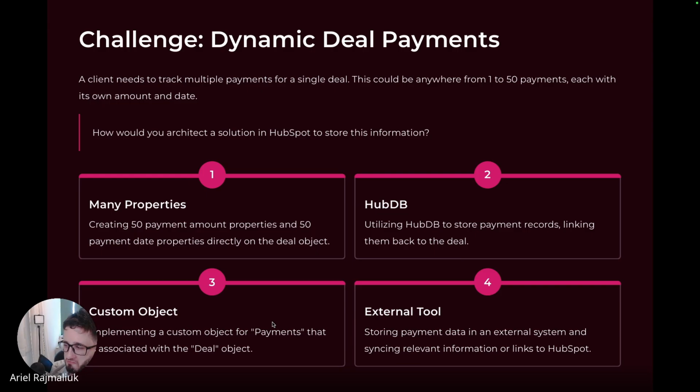Do you just create, oops, sorry, can we go back? Do you just create 50 properties that say payment one, payment two, payment three, up to 50? What if they are 51? And you also need to create payment one date, payment two date, payment three date. Is that what you're going to do? Or do you put them in HubDB? Do you put them in a custom object, an external tool? Or can you create a poll for this?